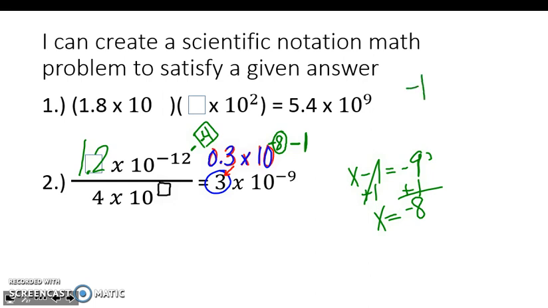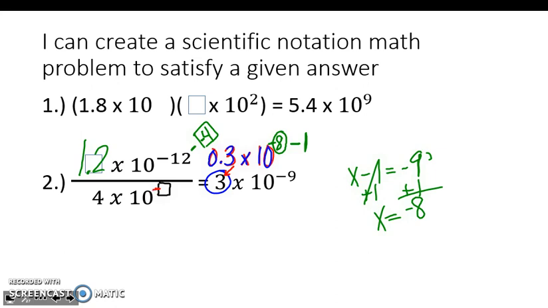You could have also solved this by setting up a two-step equation if you wanted to. And guys, on the division one, you might have to play around with the numbers a little bit more. But I know that -12 minus a -4 will get me to -8.